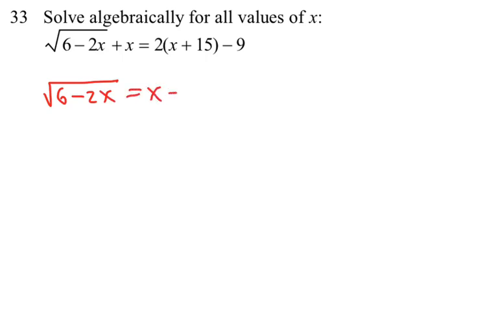We're going to subtract x. Then we get 2x minus x becomes x. 2 times 15 becomes 30, minus 9 becomes 21. So now what we're going to be doing is we're just going to square both sides.